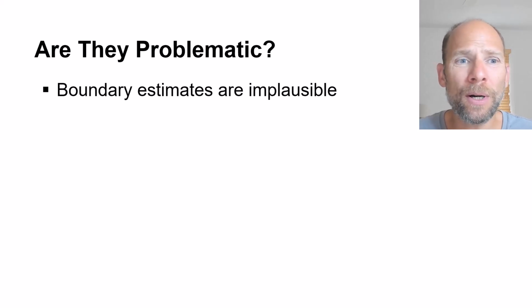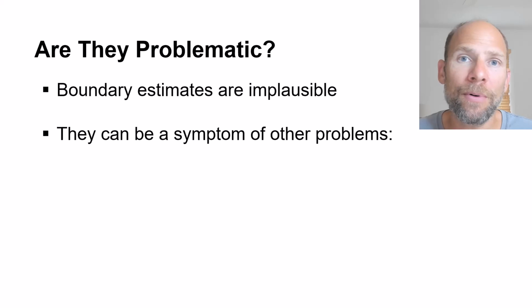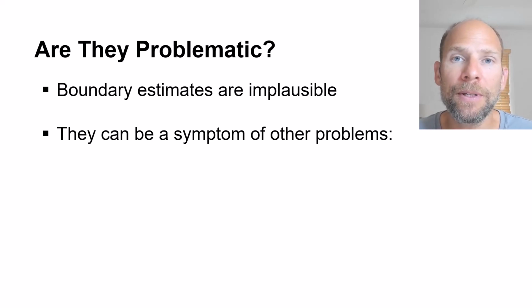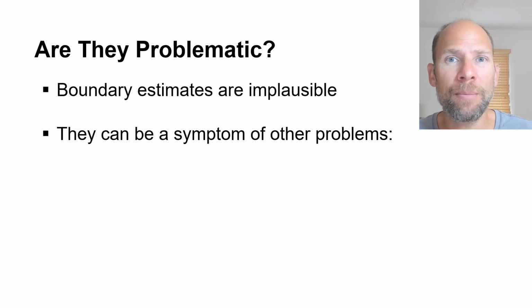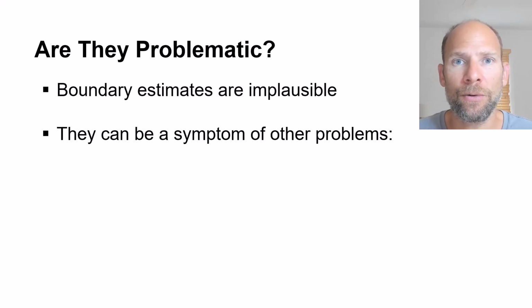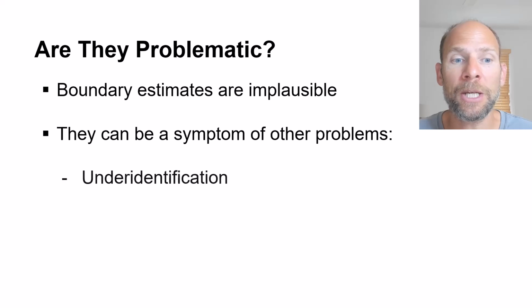Now, more importantly though, boundary parameter estimates are often a symptom or sign of other more severe problems. So they're not just implausible, but also they can show severe problems with your analysis and/or with your latent class model, such as the fact that the model may be under-identified.